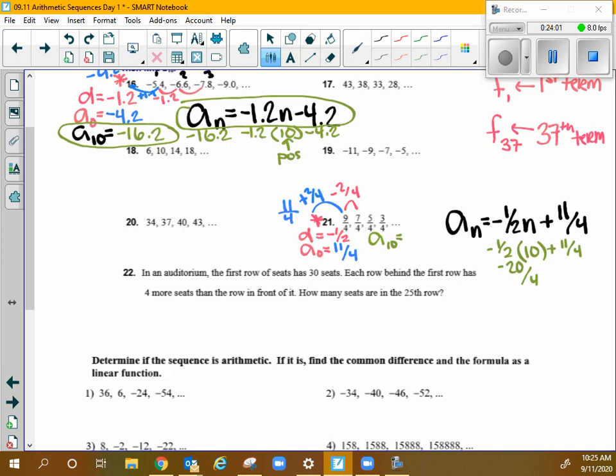So negative 20 plus 11 over 4. I got it into common denominators, times 4 over 4. You also have a calculator, so you could have just done negative 5 plus 11/4. So negative 20 over 4 plus 11 over 4 is negative 9 over 4. That's good.